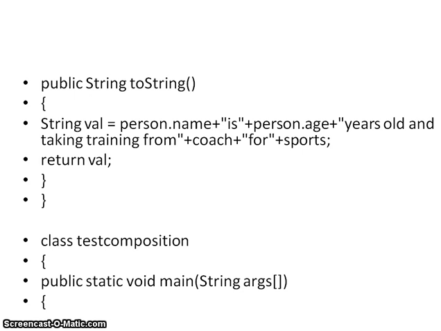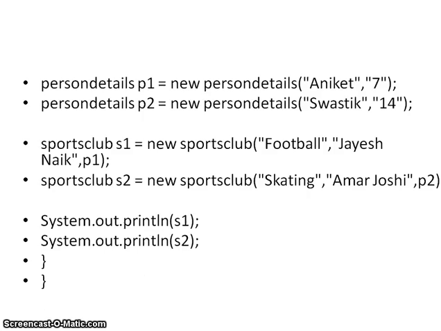Now the TestComposition, in the main method, what I am going to do here is create the objects of the PersonDetail class and the SportsClub class. So the PersonDetail class has one constructor, and that constructor has two parameters, and the SportsClub class has one constructor and it accepts three parameters. So I am calling here, I am displaying s1 and s2.